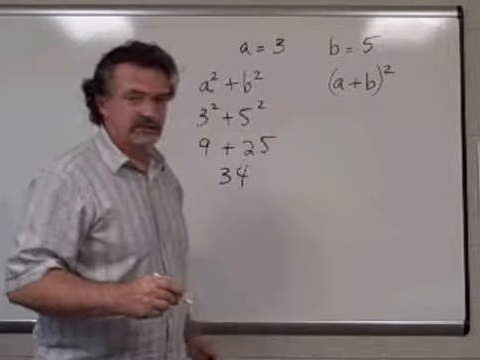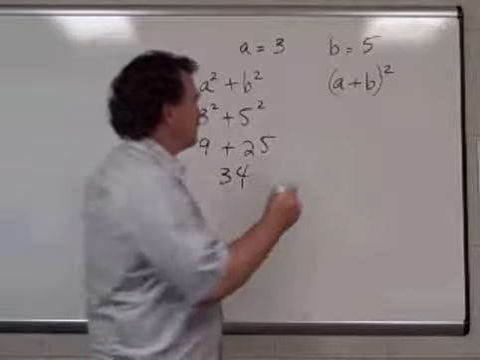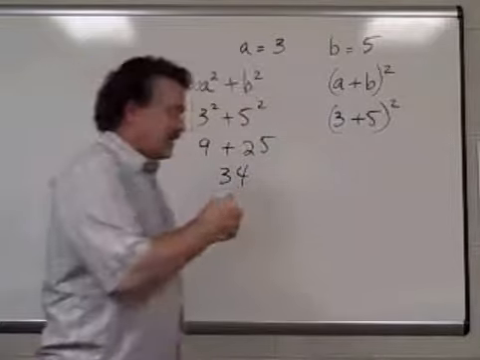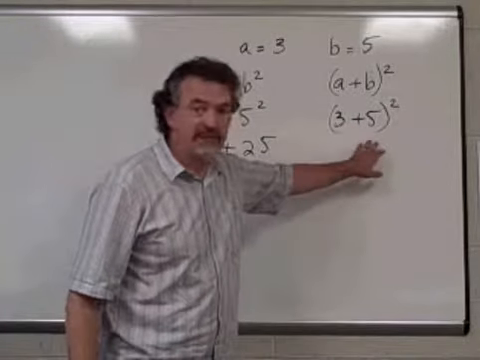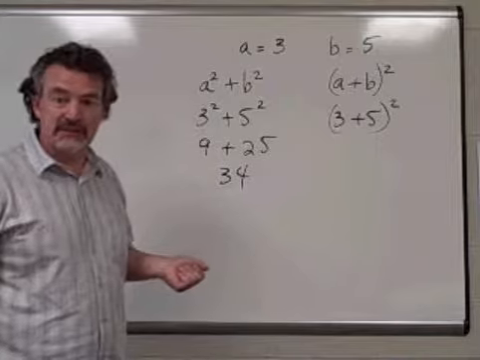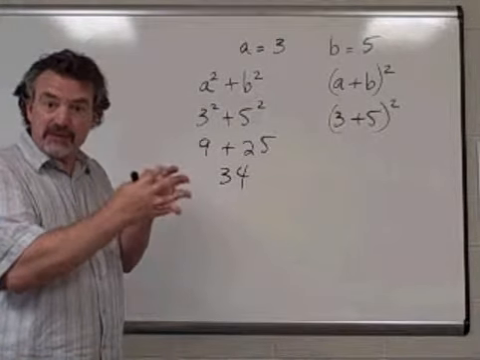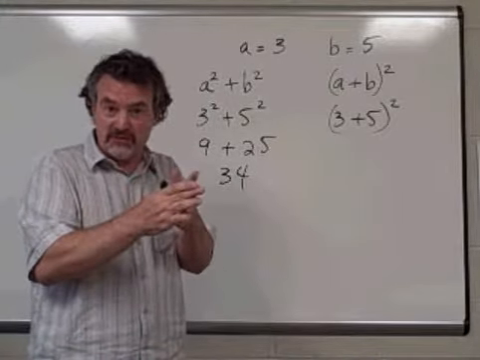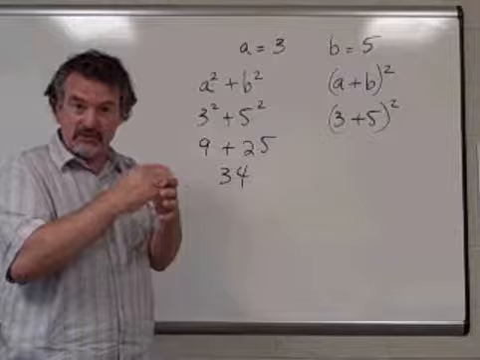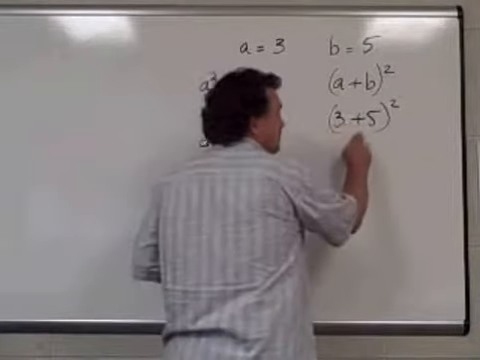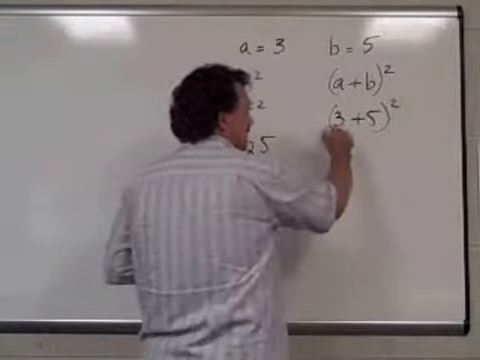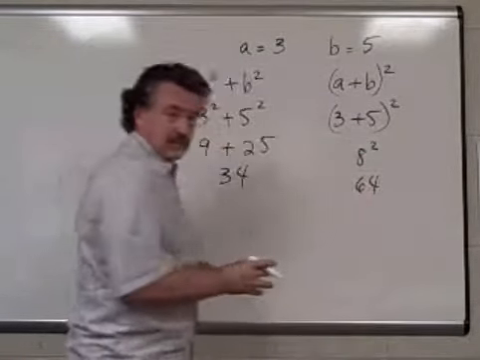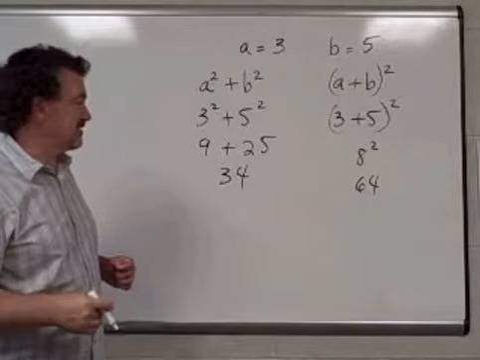Let's evaluate this expression with a being 3 and b being 5. Now, in this instance, we have parentheses with an operation inside the parentheses. Remember, that takes precedence. Remember our order of operations: parentheses, exponentiation, multiplications, divisions, left to right, additions and subtractions, left to right. So we have to do the addition before we do the exponentiation. 3 plus 5 is 8. 8 squared is 8 written down twice and multiplied. That's 8 times 8 is 64.